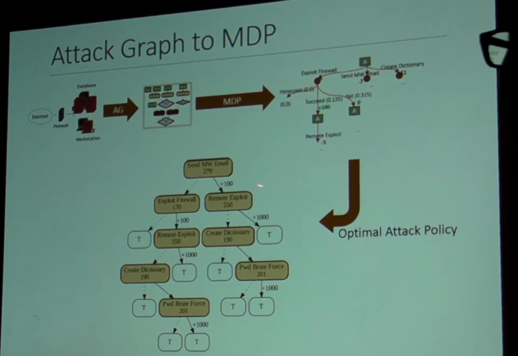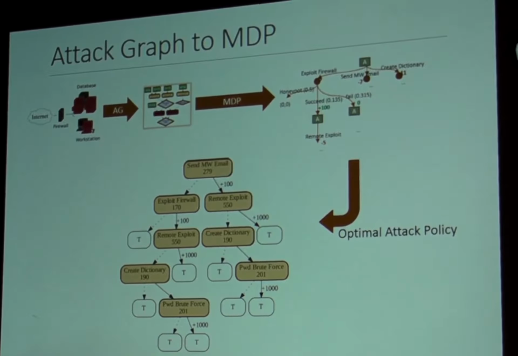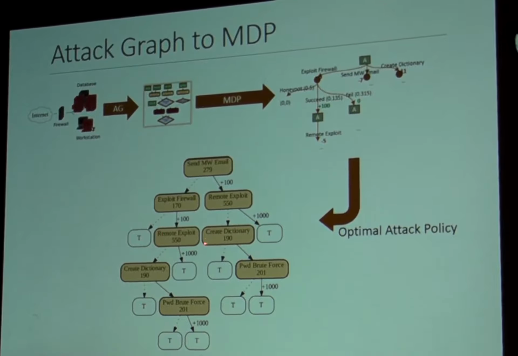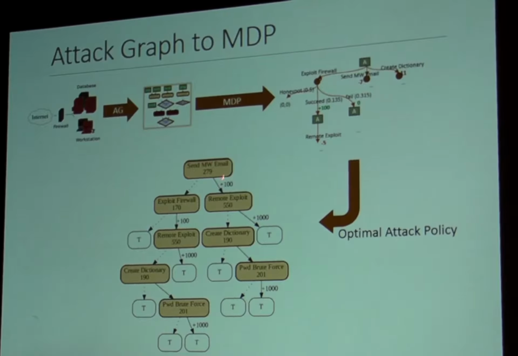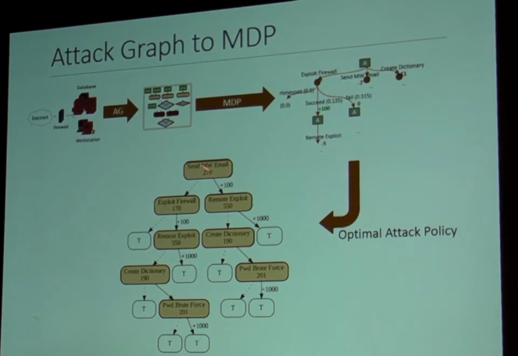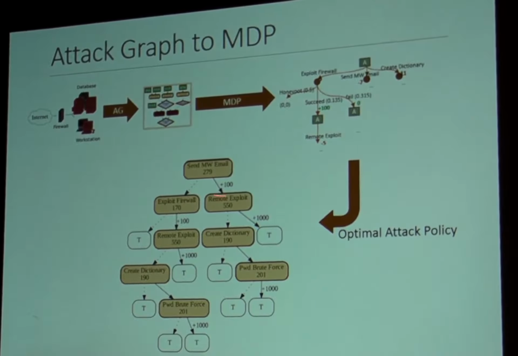And so what we seek is to find an attack policy. For example, this is the optimal attack policy for the previously shown attack graph. In this case, it recommends that the attacker should first do a send malware email, and this whole attack policy has expected utility or reward 279.